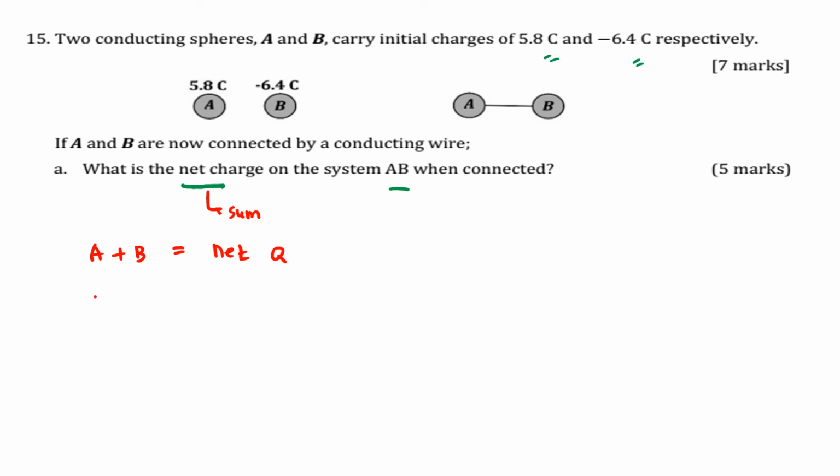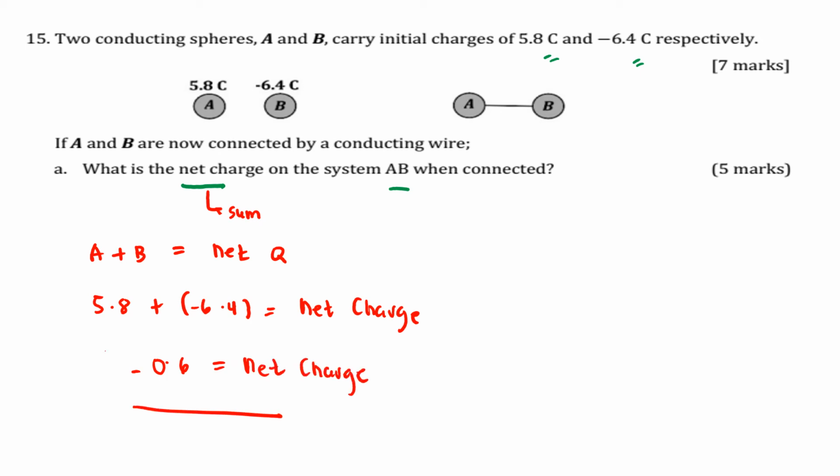So we have 5.8 plus -6.4, that is equal to the net charge, and hence we'll have 5.8 plus -6.4 is equal to -0.6, and this is our net charge. So again, when we say net charge, it is just the sum of the charges that composes our system.